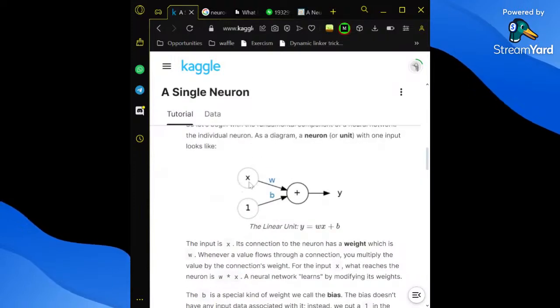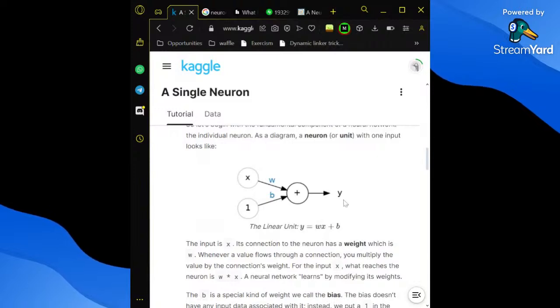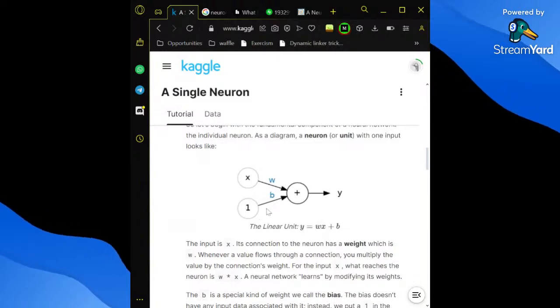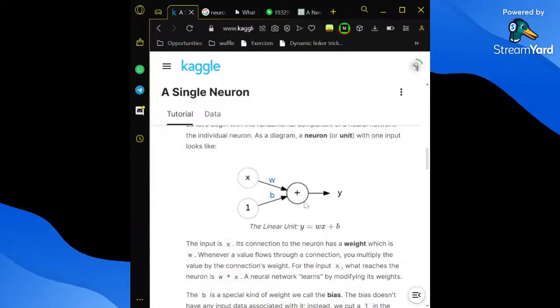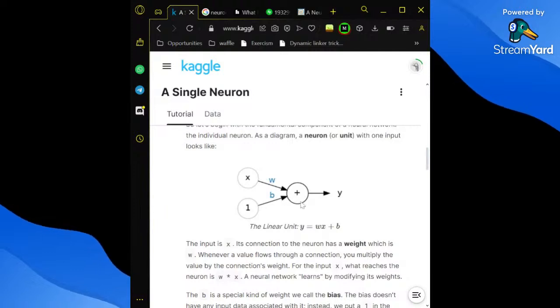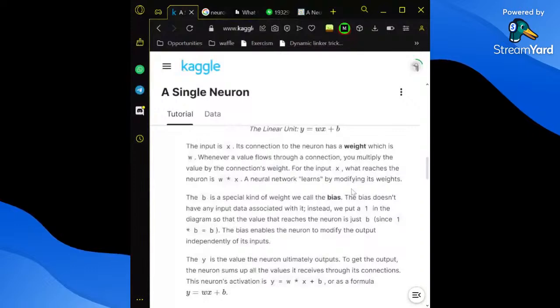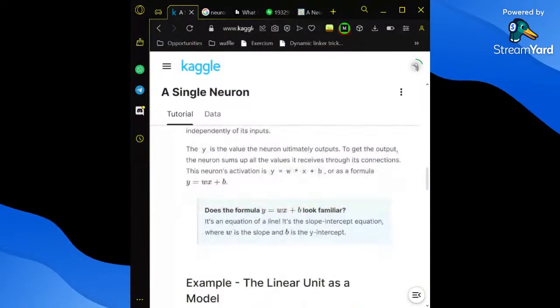Now x is there. It's similar to what our linear equation looks like: y = wx + b·1. This bias can have other values too, and we are adding them up. So our input will be going in here, multiplied and summed up, and passed on to the next. This is a single linear unit.